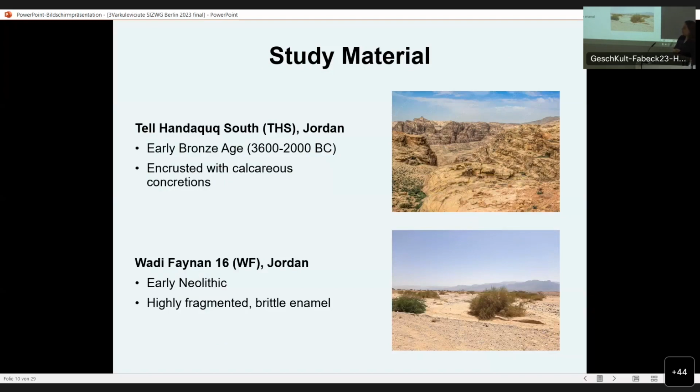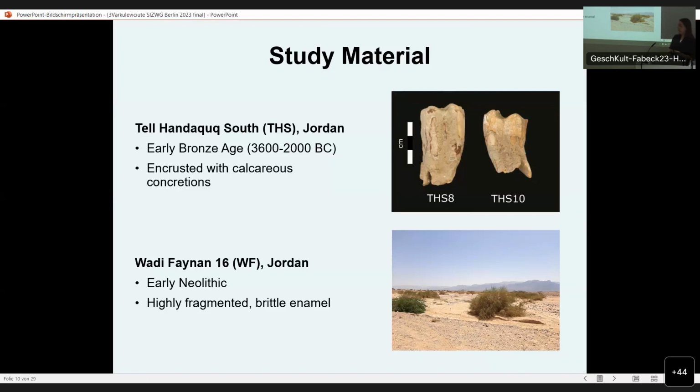So the first site is Tel Handaquq South in Jordan. It's an Early Bronze Age site from the highlands of Jordan. And during the excavation, it was noted that both bone and teeth were crusted with these calcareous concretions, which definitely could suggest some contamination or some sort of diagenetic alterations that could happen.